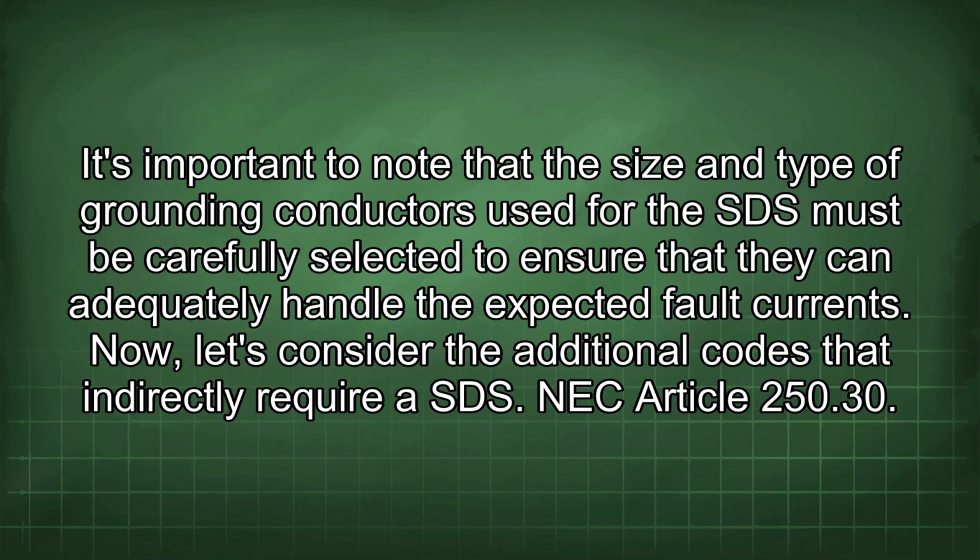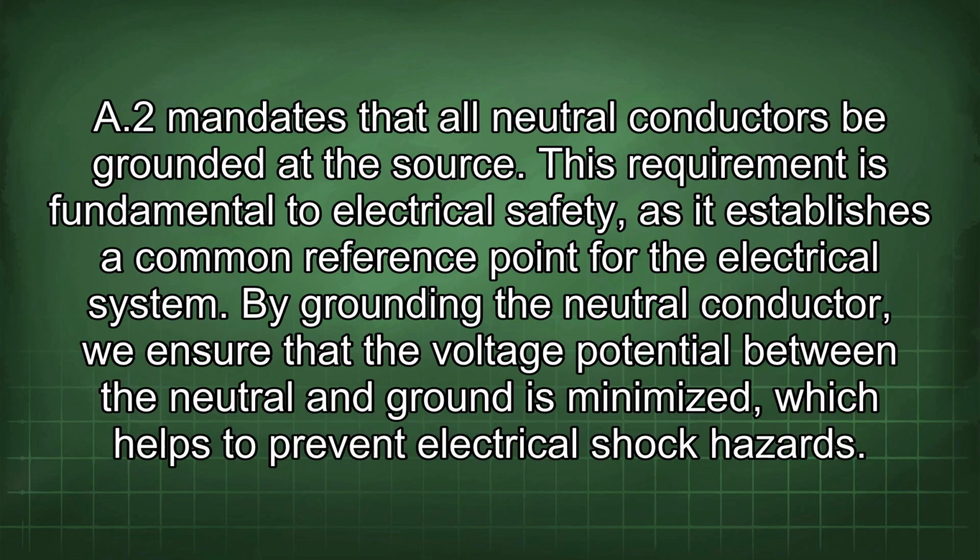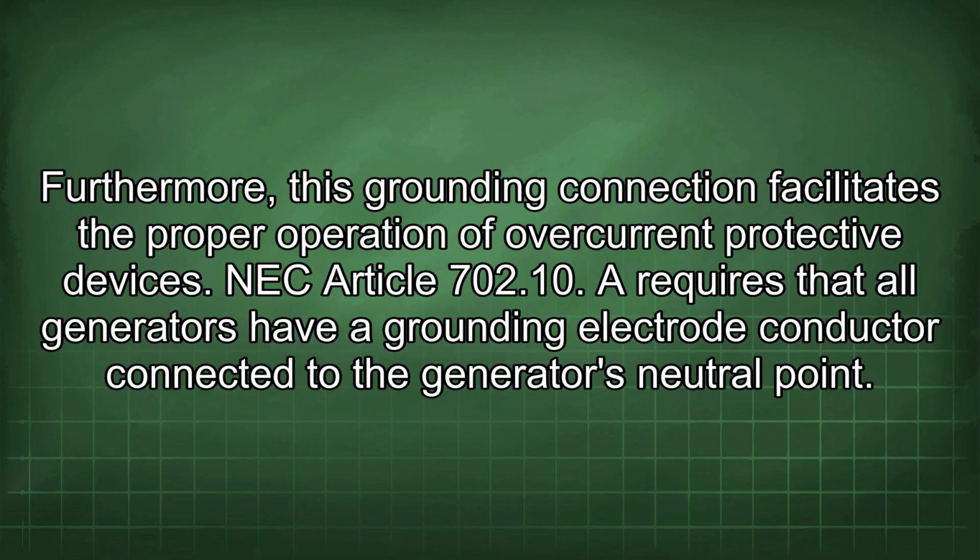Now let's consider the additional codes that indirectly require a SDS. NEC Article 250.30(A)(2) mandates that all neutral conductors be grounded at the source. This requirement is fundamental to electrical safety as it establishes a common reference point for the electrical system. By grounding the neutral conductor, we ensure that the voltage potential between the neutral and ground is minimized, which helps to prevent electrical shock hazards. Furthermore, this grounding connection facilitates the proper operation of overcurrent protective devices.